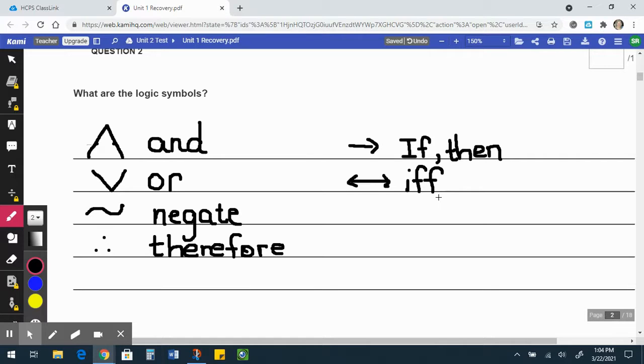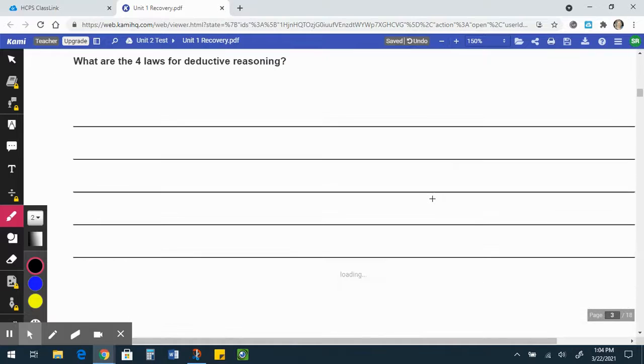Question 3. What are the 4 laws for deductive reasoning? All 4 laws begin if P, then Q. Now, if they all begin the same, then that part of the argument is not going to be very helpful for us to decide if a conclusion is valid or invalid. What really matters is statement number 2.